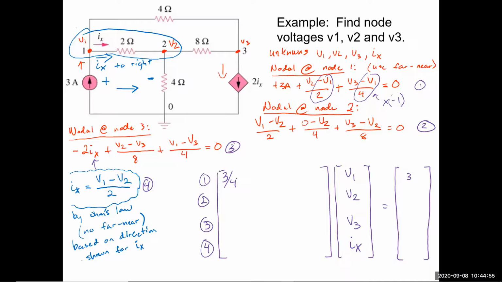So that's 3/4 V1 plus a V2 over 2. Again, it's going to flip sign because we multiplied by -1. V3 over 4, it's positive V3 over 4. Again, it's going to flip sign because we multiplied by -1. And then there's no Ix term in this, right? So that's 0 Ix. There's no Ix in that equation.